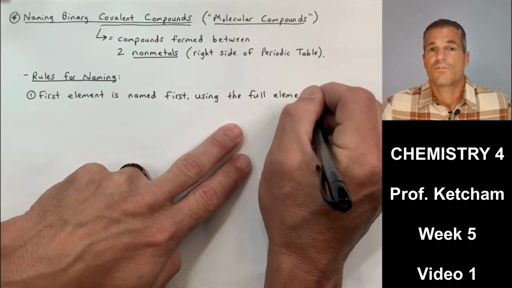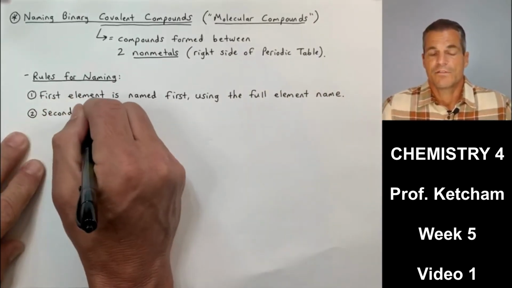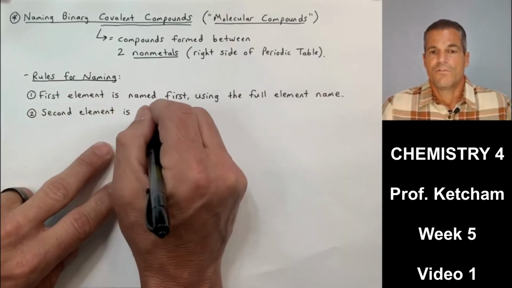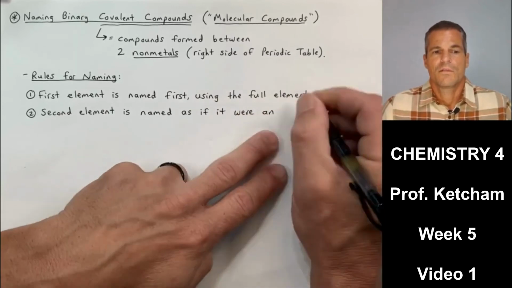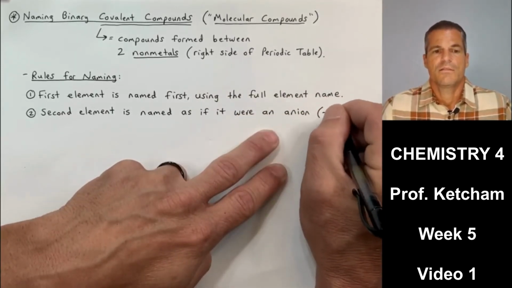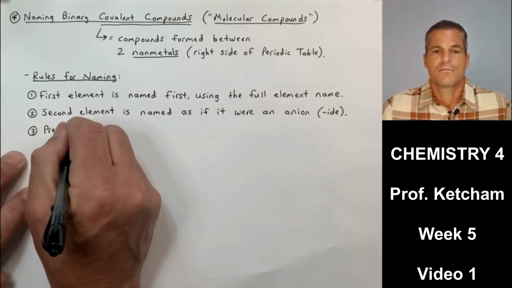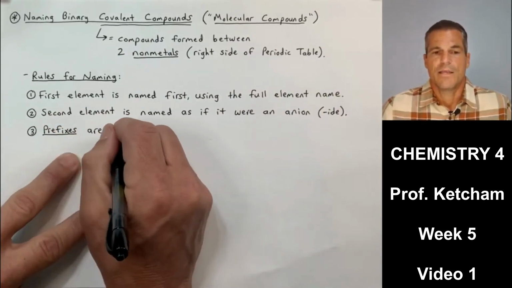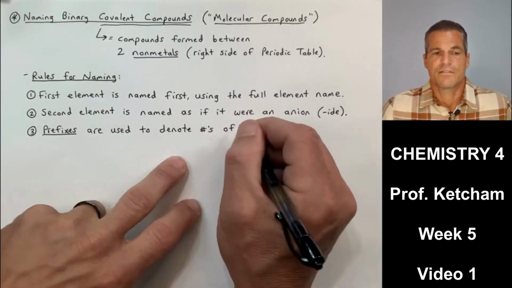So here are the rules for naming covalent compounds. Rule number 1, the first element is named first using the full element name. Rule number 2, the second element is named as if it were an anion. Of course it's not, but it's named as if it were an anion. In other words, it gets the IDE suffix.